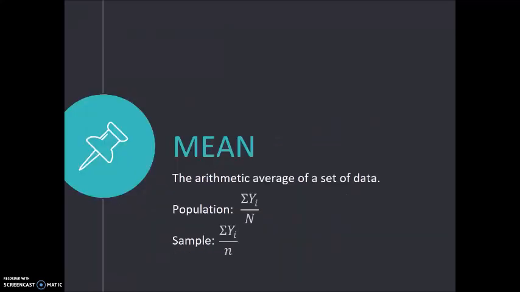So the final option, and probably the most common option in the kinds of statistics we'll learn in this class, is the mean. This is the arithmetic average of a set of data. It's defined as the sum of the scores divided by the count of the scores.